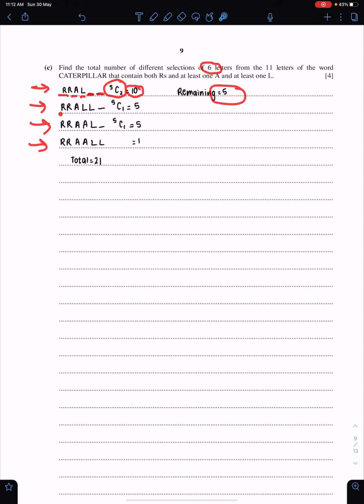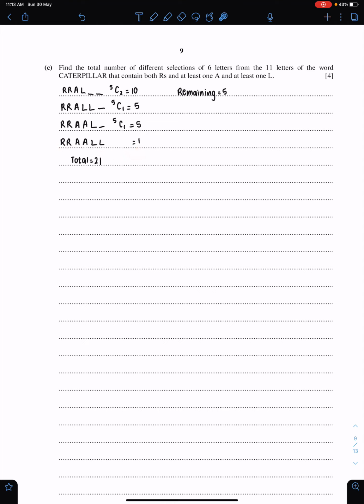Now selections with 2 R's, 1 A and 2 L's. Now you need 1 more letter from the remaining 5, so 5C1. Now these are the selections with 2 R's, 2 A's and 1 L. We need just 1 more letter from the remaining 5, so 5C1. Now selections with 2 R's, 2 A's and 2 L's, so 5C0, which is 1. Or you can just write this is just one selection. So get the total of these, which is 21.